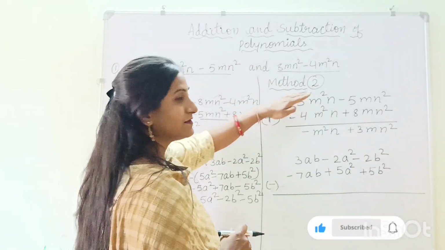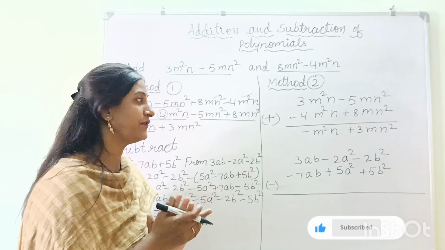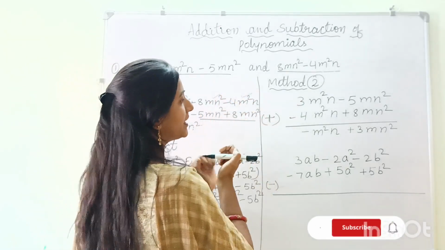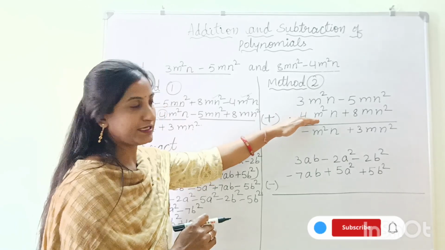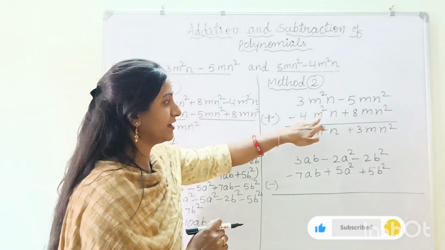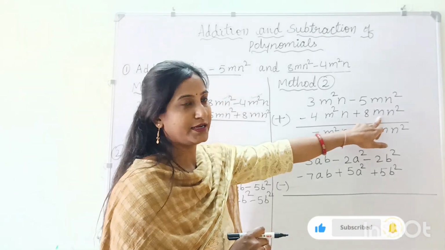So the second method is: you have to write it as a vertical column, like we do for addition or subtraction. But remember one thing, like terms will be together, one under the other. The m square n term will come below that, and the mn square term will come under the same.